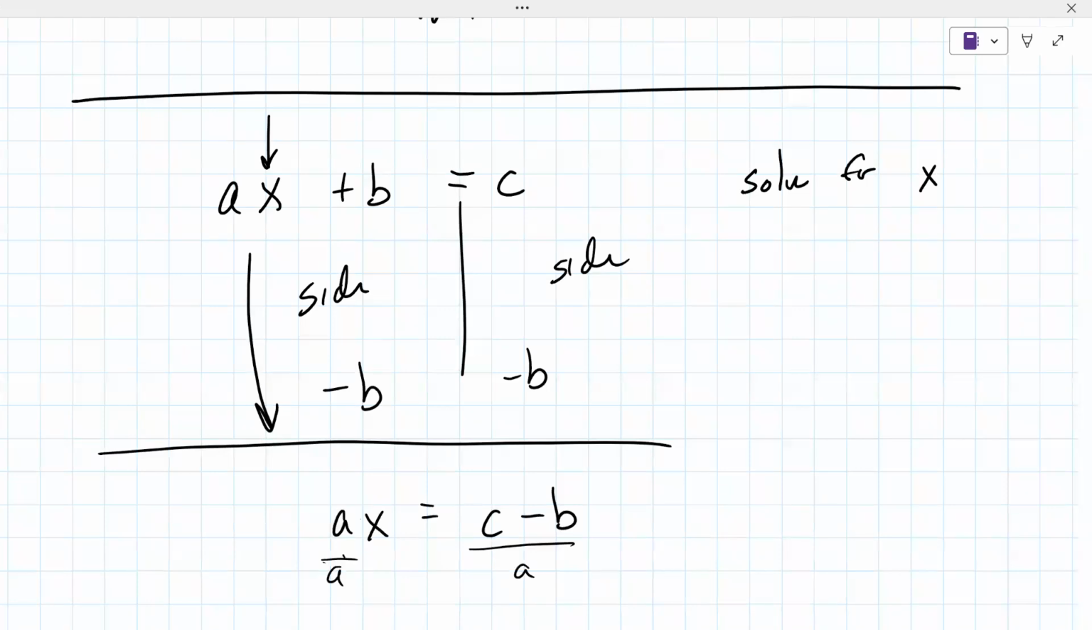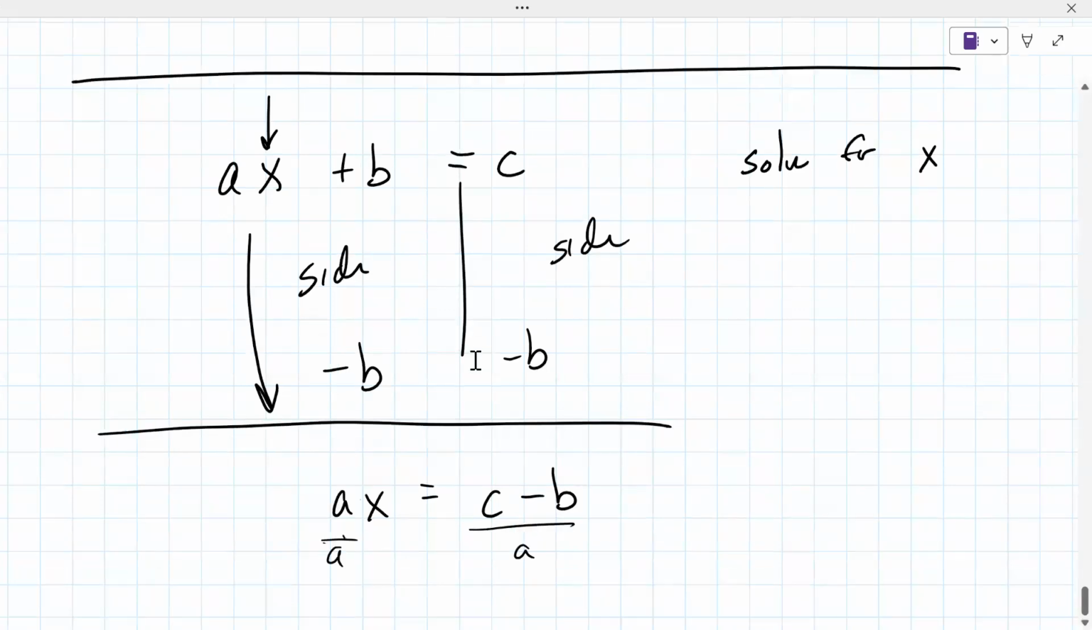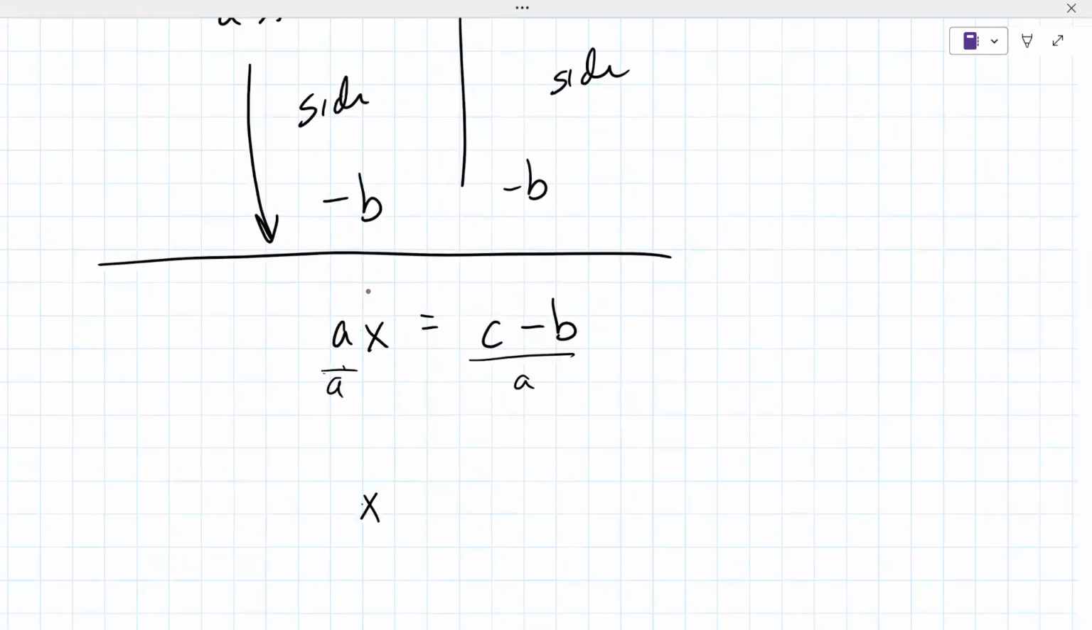What does X become? Like, can you reduce anything on the right? Does this reduce? X equals C minus B over A, divided by A. Yeah, that's your answer.